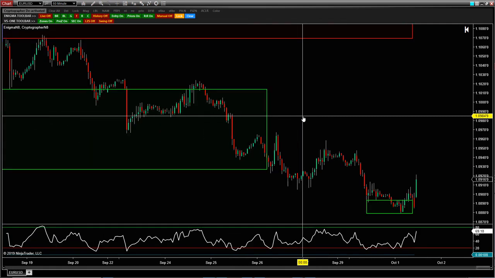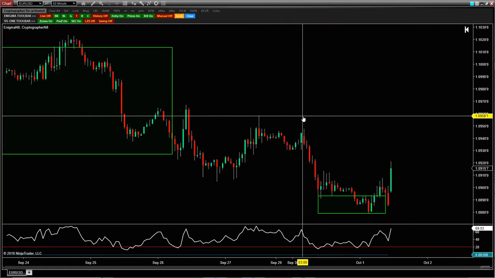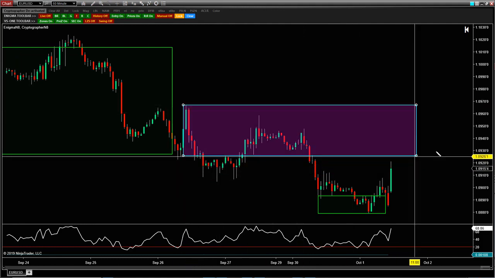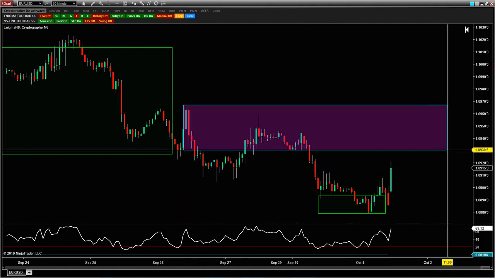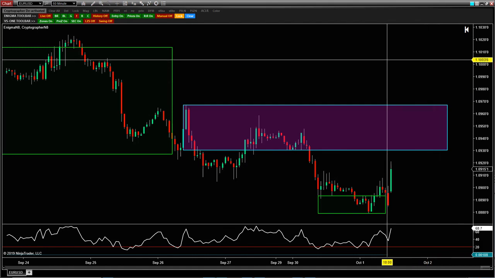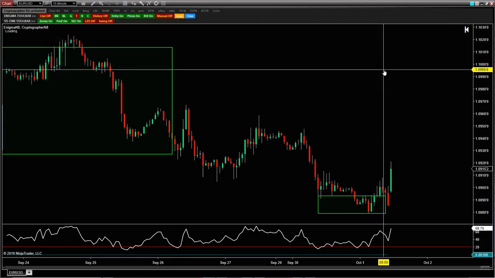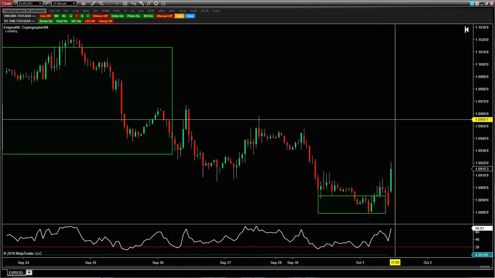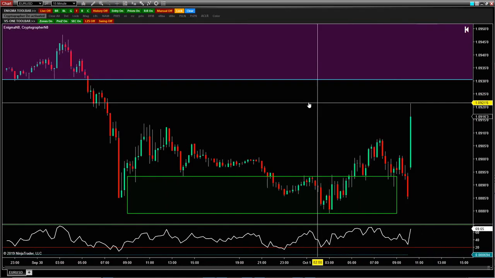So the next level on euros we want to see tested is going to be this zone right here, basically about 109.30s up to about 109.65s. But not a good sign for euro shorts. That opportunity is just going to be gone now.